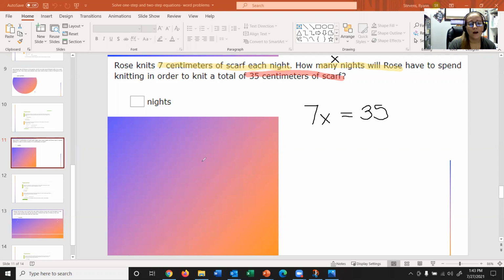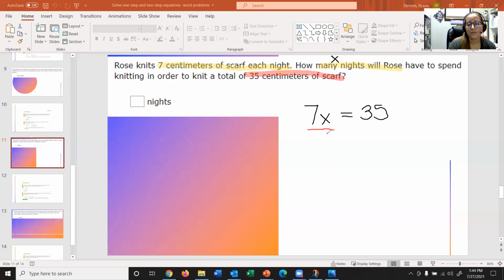So here we have a one-step equation. Now we want to get X by itself. We want to solve for what X is going to be equal to. How many nights is Rose going to have to spend knitting in order to get to 35 centimeters? If we knew what X was, we would multiply 7 times that number.